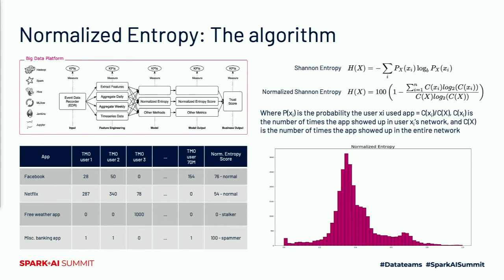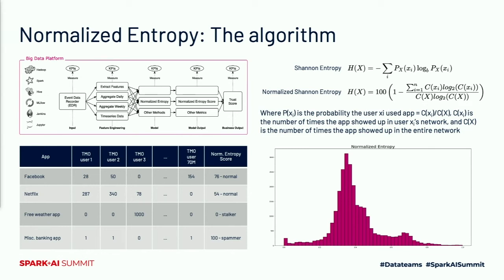For those unfamiliar with Shannon entropy, it is defined by the equation in the top right as the negative sum of p(x) times the log of p(x) for all x, where x in this case is a T-Mobile customer, and p(x) is the number of times a given app shows up in customer x's network, or c(xi), divided by the number of times the app shows up in the entire network, or c(X). We get the normalized entropy by dividing Shannon entropy by the maximum entropy for a particular app. And the equation for this is given just below the other one.